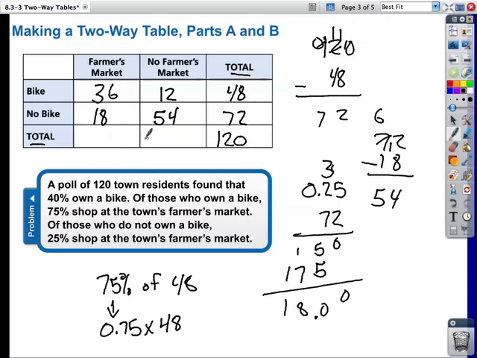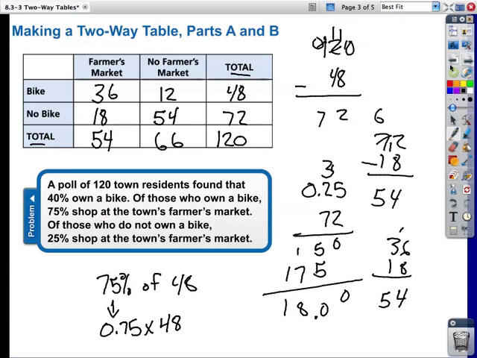Now we can just fill out our totals. So what's 36 plus 18? And our total will go here. So 36 and 18 would be 54 total farmer's market people. And 12 and 54 would be 66. So that's all there is to filling out a two-way table. And once you start with a total and start plugging in the numbers that they give you, 40% of or 75% of, the rest is easy.